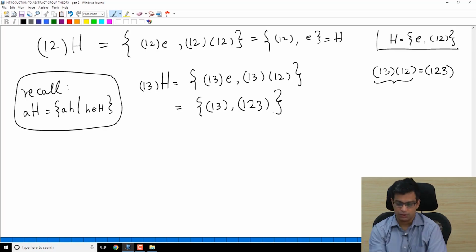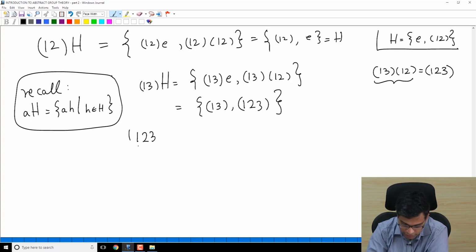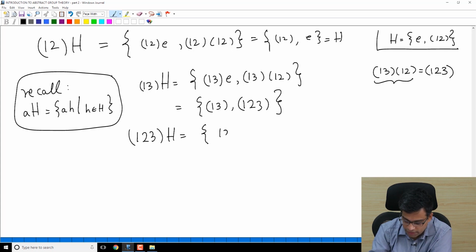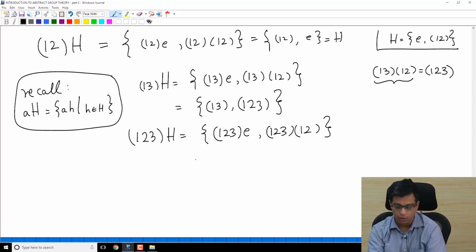So this is a coset. So this is what (1 3)H is. Now let's compute (1 2 3)H. (1 2 3)H is (1 2 3)E and (1 2 3) times (1 2). Before I compute this, let me just write (1 2 3)E is (1 2 3).